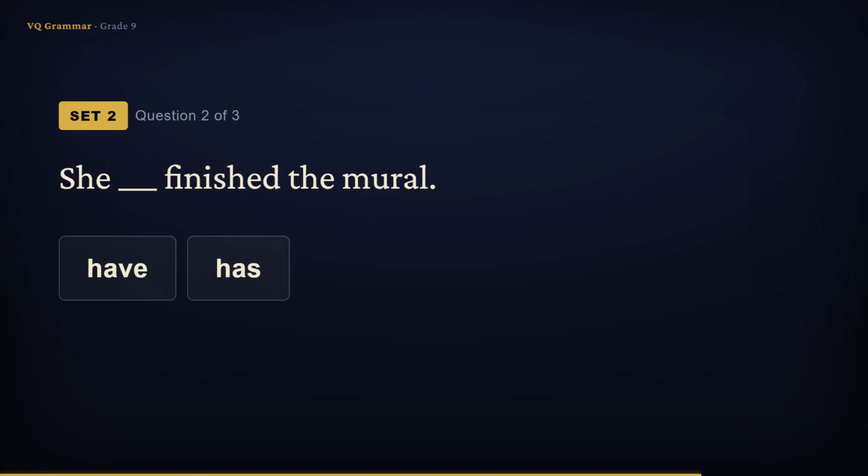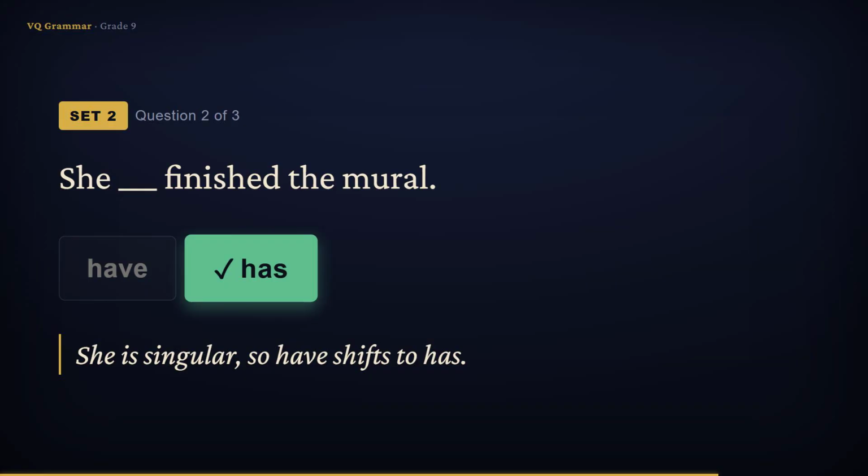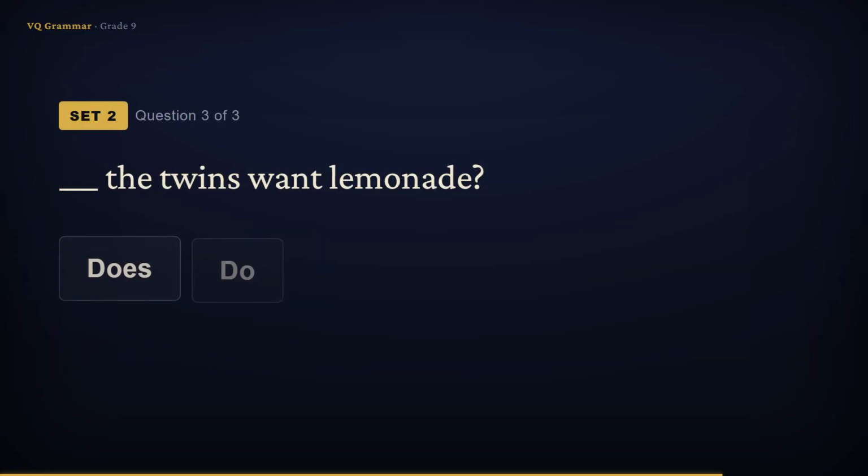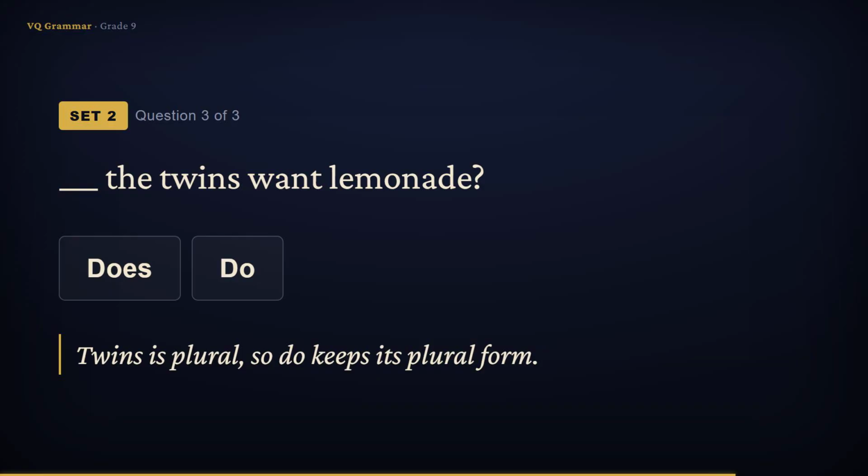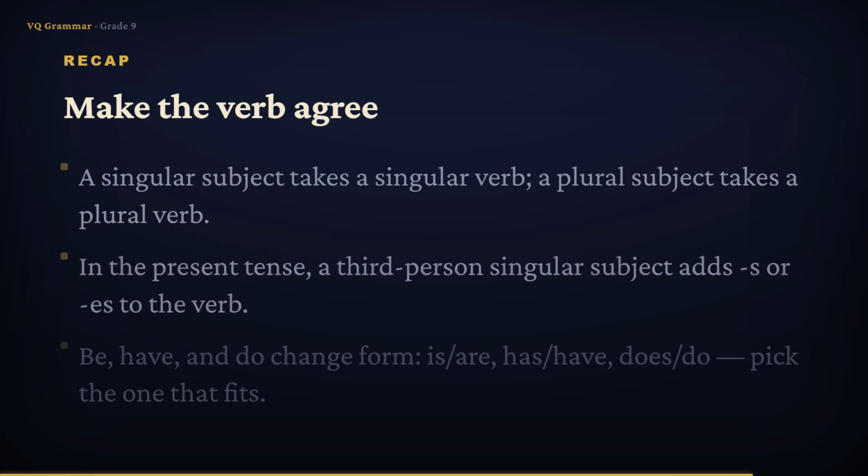She blank finished the mural. Have or has? She is a single third-person subject, so have shifts to has. The answer is has. Blank the twins want lemonade. Does or do? The twins is plural, more than one, so do keeps its plural form. The answer is do.